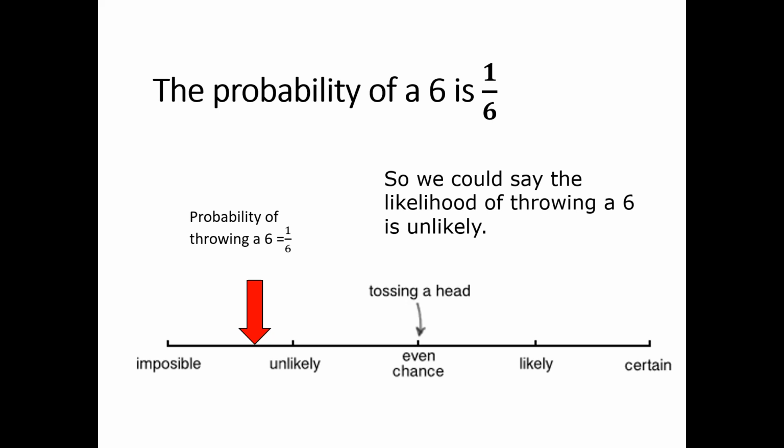one 6. So the arrow there shows where 1/6 is, because there could be six different points on the line. One there, one there, one there, one there, one there, one there. That would be six spaces along the line, and each one of them is 1/6. So we'd also say that getting a six from the dice is unlikely. It's nearest the unlikely mark on that line.